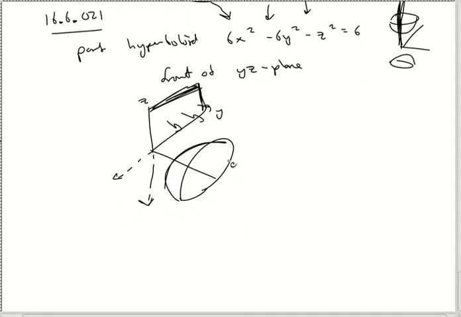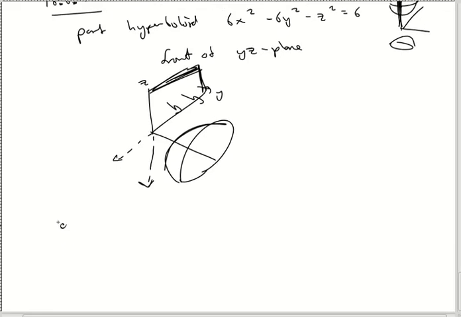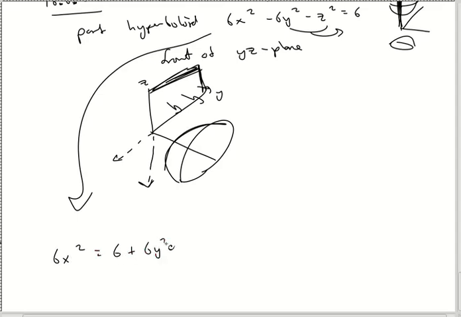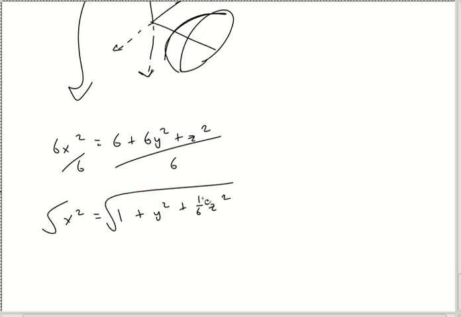So they want this cup thing to be in parametric form. All right, so how do we do this? Well, first off, if I get an x equals, I'm sure I can probably get something to work. So let's start with that. I'm going to take this here and start working on it. Let's first off move these variables over here. So 6x squared is equal to 6 plus 6y squared plus z squared. Divide by 6. x squared is equal to 1 plus y squared plus 1/6 z squared. Square root. And you would think, oh, but you need a plus and minus.